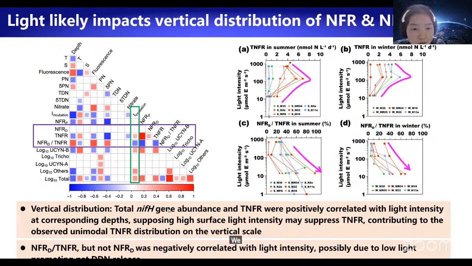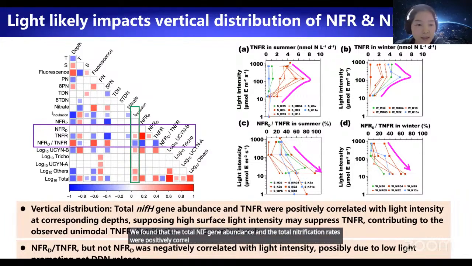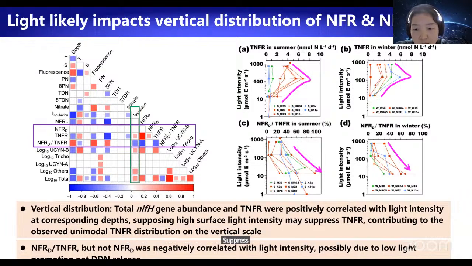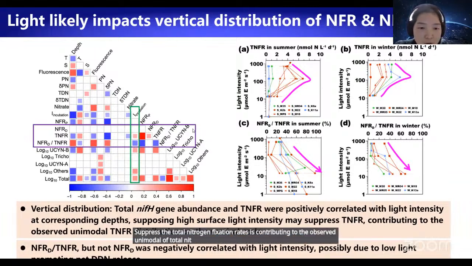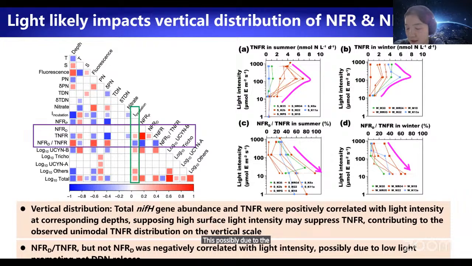We found that the total nifH gene abundance and the total nitrogen fixation rates were positively correlated with light intensity at corresponding depths. This supports that high surface light intensity may suppress the total nitrogen fixation rates, contributing to the observed unimodal distribution of total nitrogen fixation rates on the vertical scale. The ratio of the dissolved phase, but not the dissolved nitrogen fixation rates, was negatively correlated with light intensity. This is possibly due to the low light promoting the DDN release.